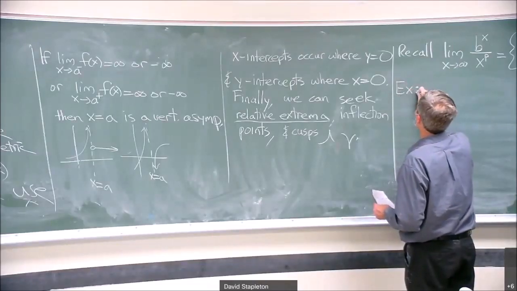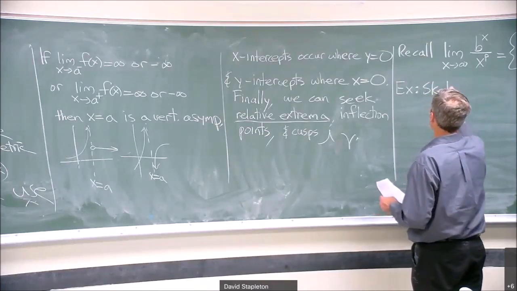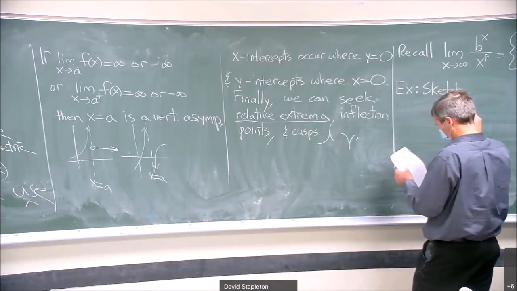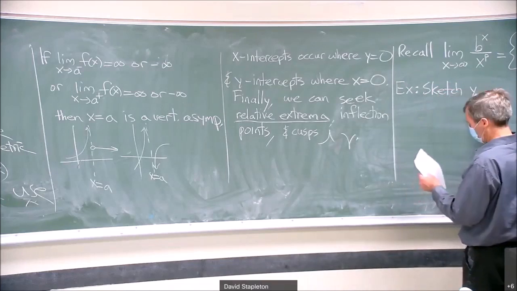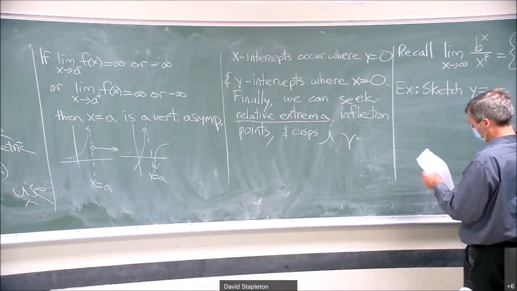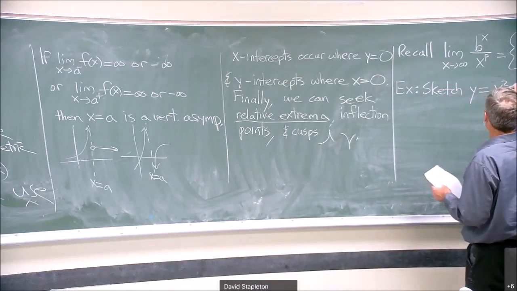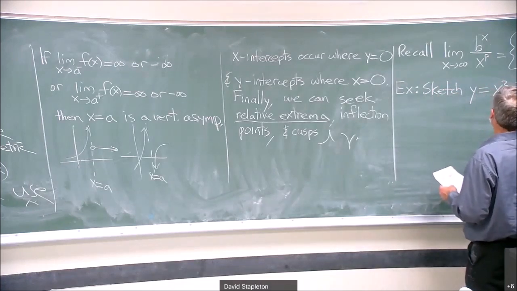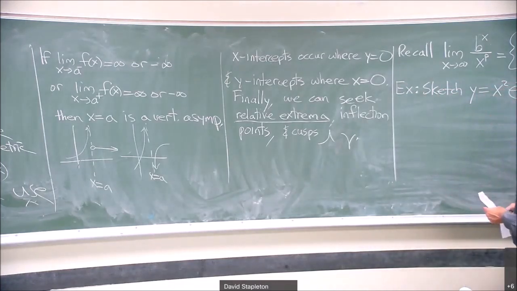Suppose I wanted to sketch the graph of y equals x squared e to the minus 4x. What does this look like?